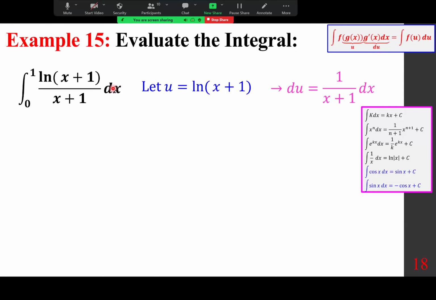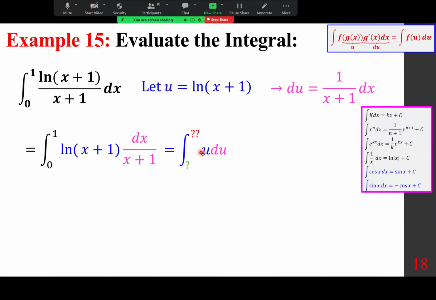You don't have to rewrite it, but I like to rewrite it to make sure the reader can see. This is ln of x plus 1. This is dx over x plus 1, or 1 over x plus 1 dx. This is u, and this is du. And I'm not going to write the limits yet. I'm going to discuss the limits in a moment. The reason I'm not going to write the limits is because the original limits pertain to the variable x, not the variable u.